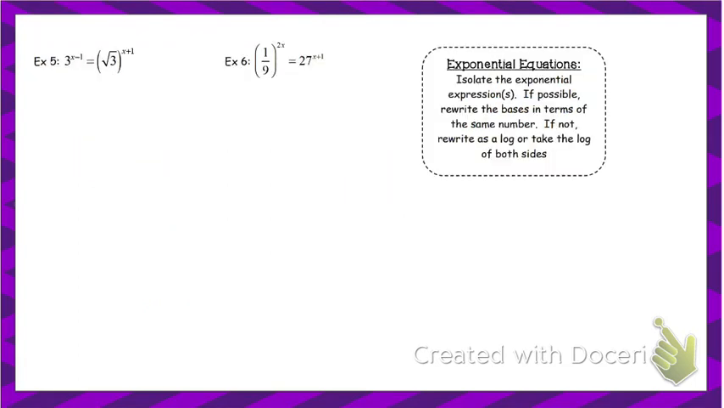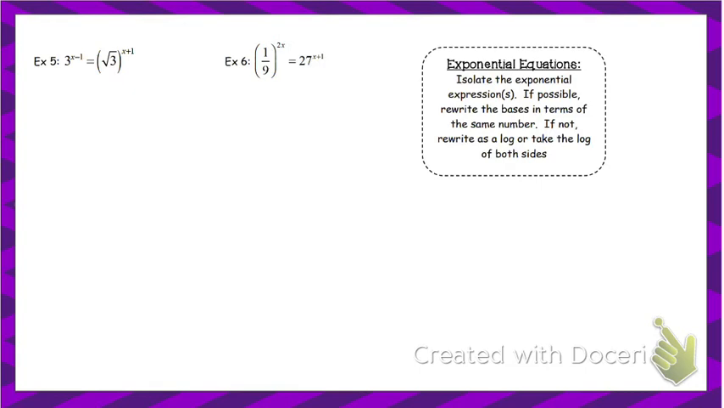So now let's look at some exponential equations. So again, we're going to look at 2 different types here. One thing you want to see when you have these exponential equations, if possible, you want to rewrite the bases in terms of the same number. That's going to allow you to actually get an exact answer without a calculator. So what we could do here is rewrite it.